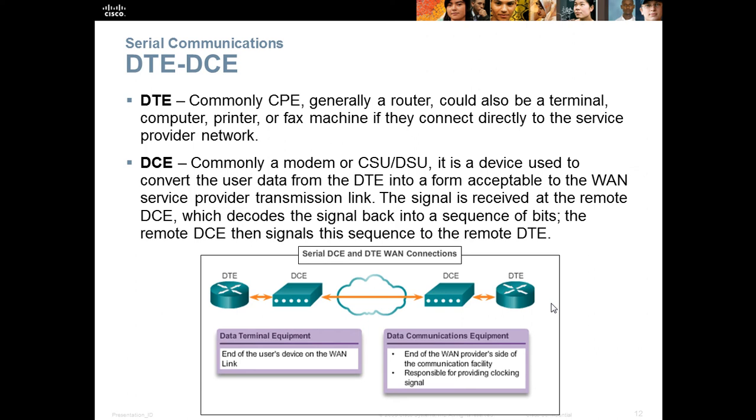DTE is data terminal equipment. In short, it is the end of the user's device on the WAN link. And DCE is data communication equipment, which is basically the end device on the WAN provider's side of the communication facility and is responsible for providing the clocking signal.